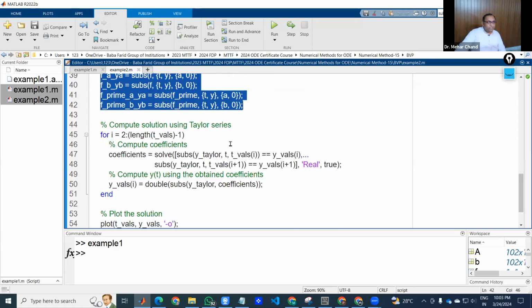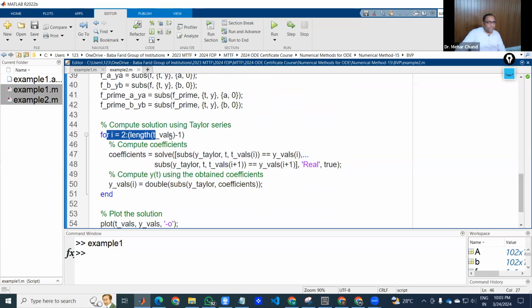So these values are required as per our given conditions. Then after, compute the solutions using the Taylor series, and the loop will start, as we know, from 2 to length of the t values minus 1, because we have to exempt the right endpoint. That's why we have minus 1. Okay. Now for the coefficients, to compute the coefficients, we can take help from the equations. See here, the solve function. We have numerous equations, and by using the same, we can use the solve function here. This will solve all types of systems of equations.